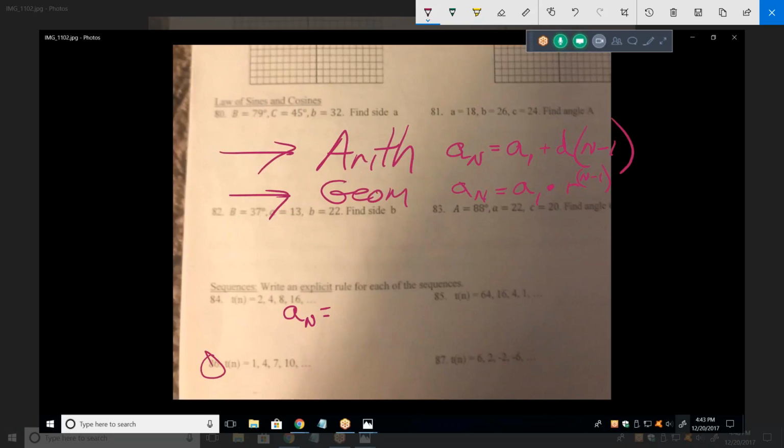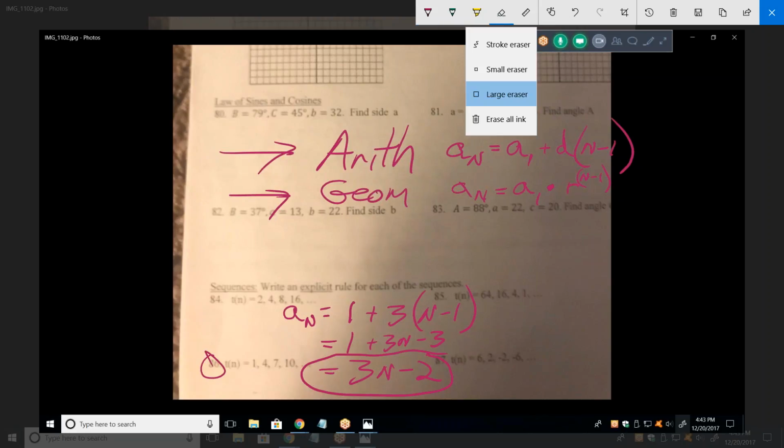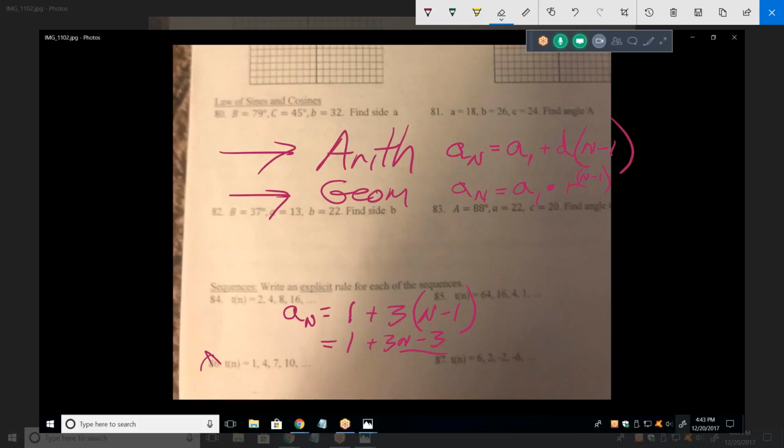So a of n is equal to 1 plus, what's the common difference? Plus 3 times n minus 1. Yeah. Now, the reason this is harder is because I can simplify that. In other words, if I distribute my 3, I get 1 plus 3n minus 3, which turns into 3n minus 2. And that's your answer. So there's always those two additional steps when you're doing arithmetic. Notice we didn't have those when we were doing geometric. The first thing we wrote was our answer because the variable was in the exponent. Well, when the variable's not in the exponent, you can generally simplify it.